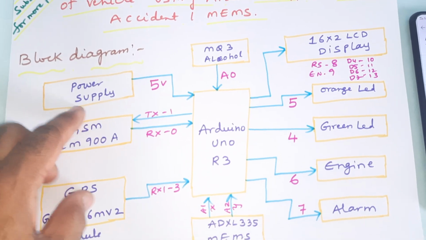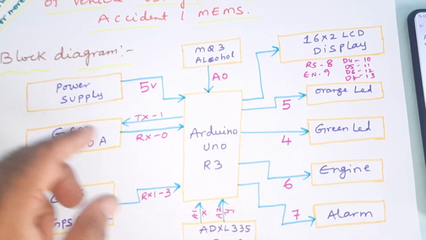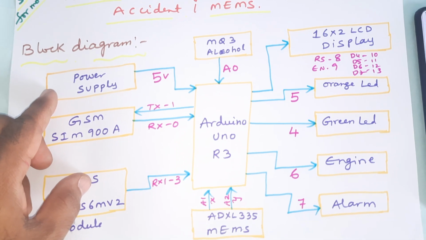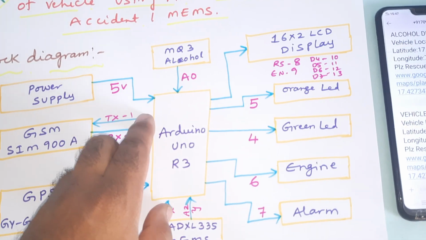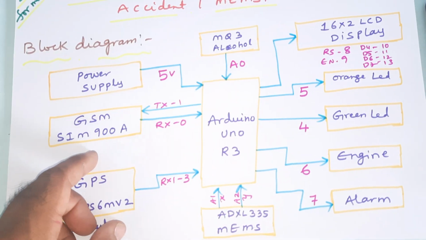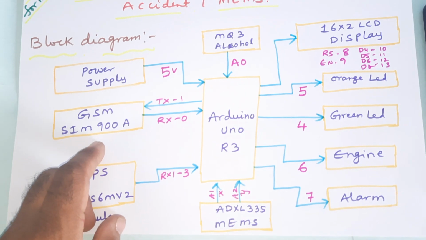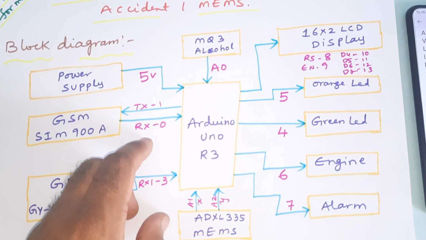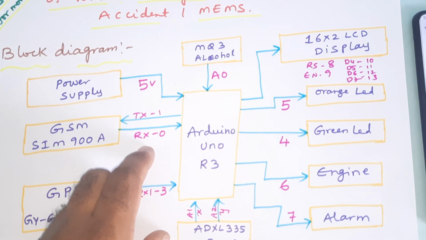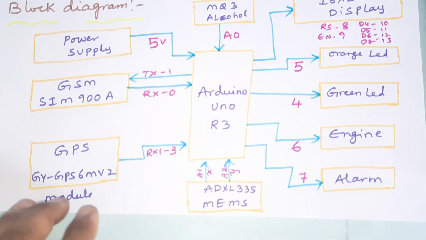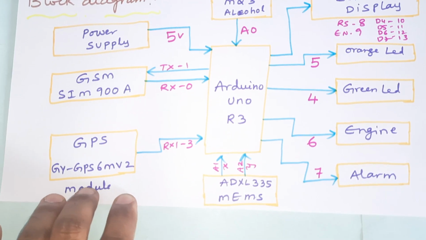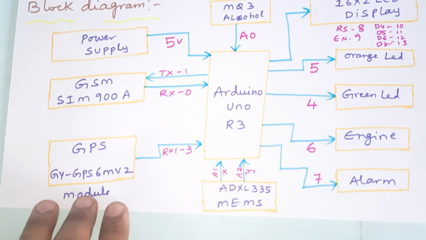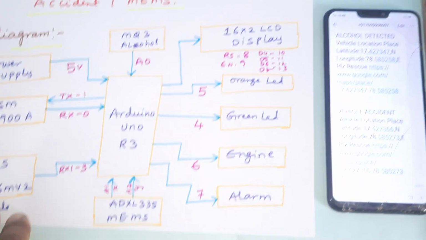In this project we are using an Arduino Uno R3 with a 9 volt adapter power source, converting it into 5 volt pure DC output. We are getting the SMS alert through a GSM module, GSM SIM900A, connected to RX and TX, pins 0 and 1. The external GPS module, a GY-6M V2, is connected to RX3.